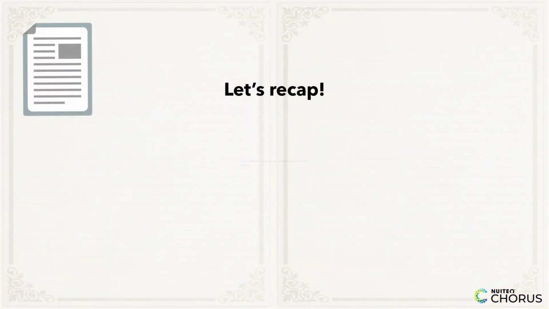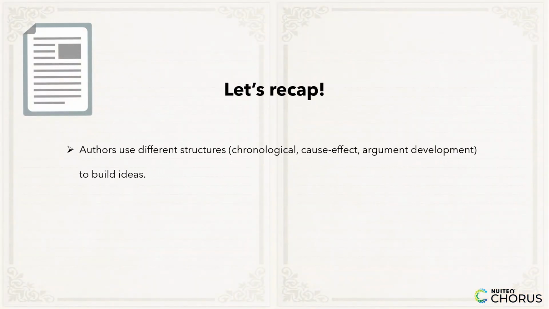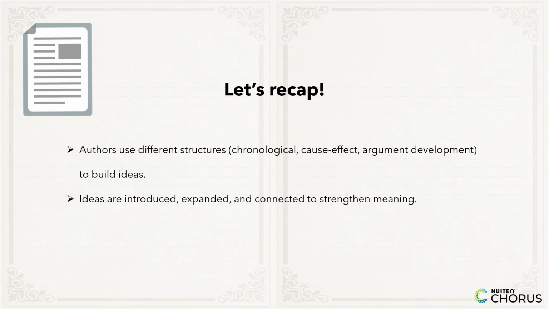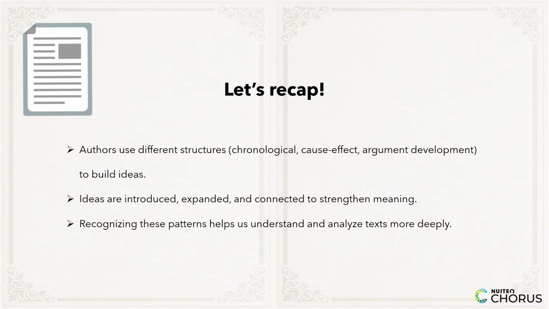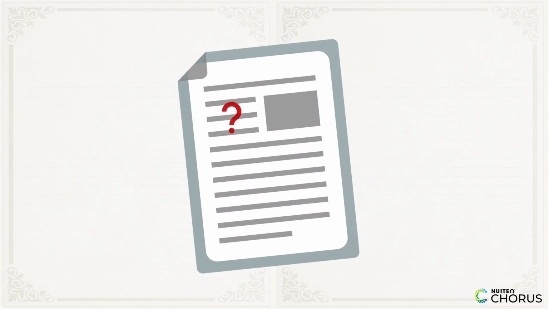Great job today. Let's summarize what we've learned. Authors use different structures, chronological, cause-effect, argument development, to build ideas. Ideas are introduced, expanded, and connected to strengthen meaning. Recognizing these patterns helps us understand and analyze texts more deeply. Next time you read an article, speech, or biography, pay attention to how the author builds their message. Understanding structure is the key to unlocking meaning.